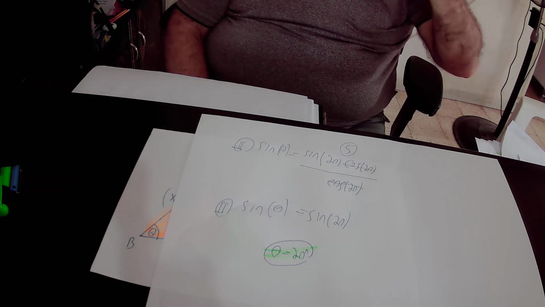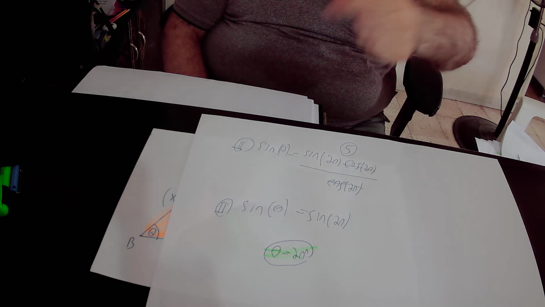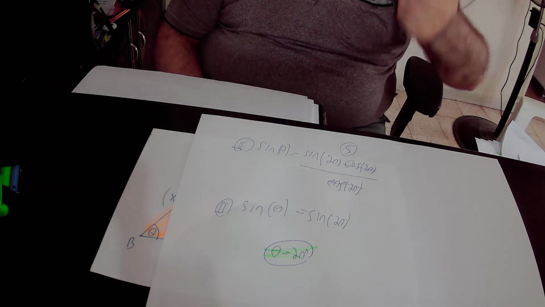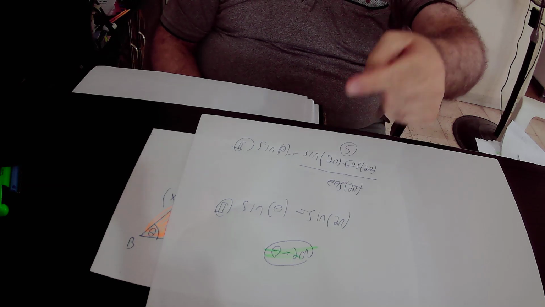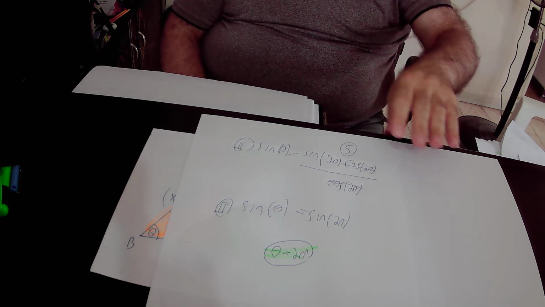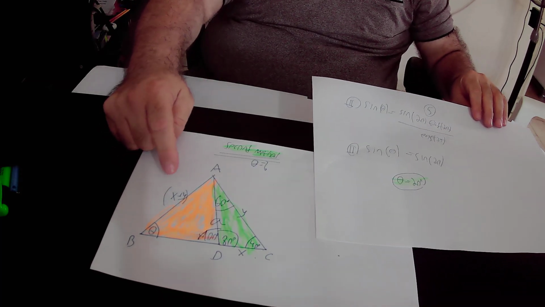And we know that if sine alpha equals sine beta, it means that alpha equals beta. So if sine theta equals sine 20 degrees, it means that theta equals 20 degrees. So in both methods, we found out that the size of this angle theta in triangle ABC is equal to 20 degrees.